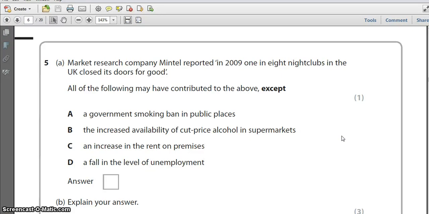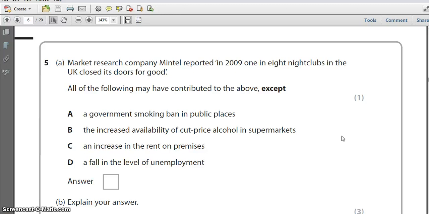If unemployment levels fell, that means in general consumers have more income. If consumers had more income, they were more likely to go to clubs. Therefore, clubs would not be closing. So that's why the answer is D. Nothing really to define in that one, apart from maybe you could define unemployment: the level of people who are willing and able to work and looking for jobs but currently do not have jobs. You could say the answer is not C.